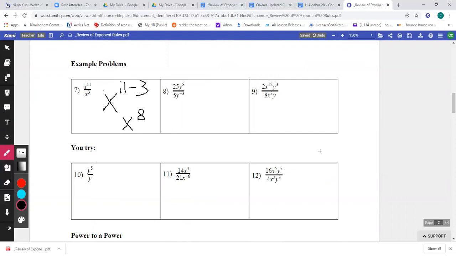Now look at number 8. I have numbers here on the left. So 25 divided by 5, that is 5. And then now I have y.